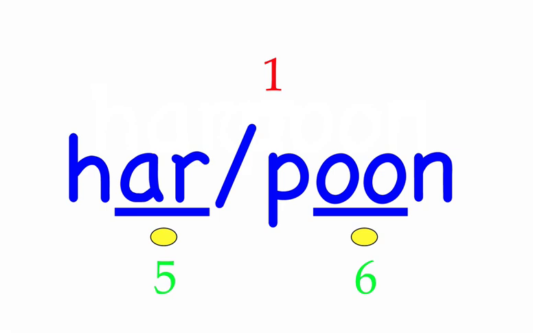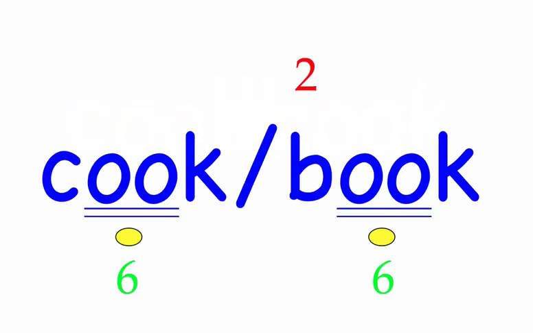Cookbook. Someday I should write a cookbook. Cook, three sounds: K, oo, k. Book, three sounds: B, oo, k. Cook, book. Mark the word. Here, OO in both syllables is representing its second sound, so double underline OO in both syllables.